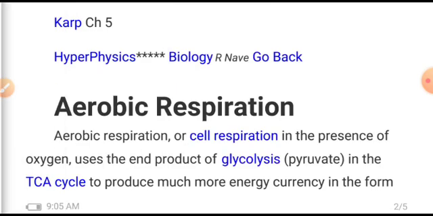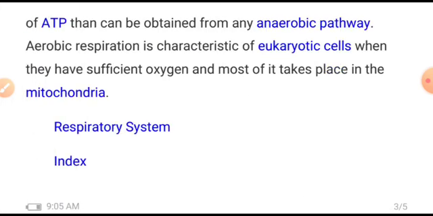And here you have to know that there is what we call aerobic respiration. Aerobic respiration, or cellular respiration in the presence of oxygen, uses the end product of glycolysis, so these are pyruvates, in the TCA cycle to produce much more energy in the form of ATP than can be obtained from any anaerobic pathway. Aerobic respiration is characteristic of eukaryotic cells when they have sufficient oxygen, and most of it takes place in the mitochondria.